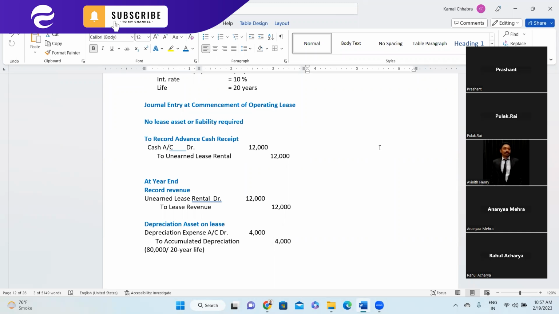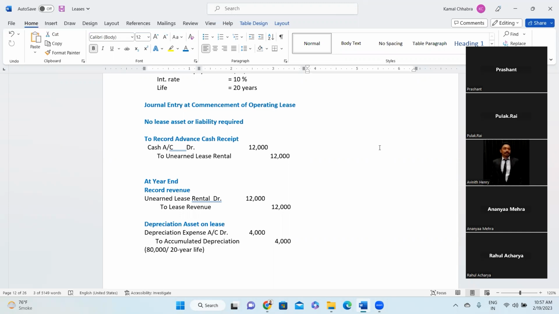So when you have received the cash, you have increased your assets, and at the same time, as you have not rendered the services, you have increased your liability. So it has not impacted your P&L. First entry. But the second entry, when you have already rendered the services for 1 year, you have already given the asset on lease for a year. Now it's time to recognize the revenue, right? To recognize the revenue, you need to reduce the liability and recognize the revenue. Yes, sir, got it.